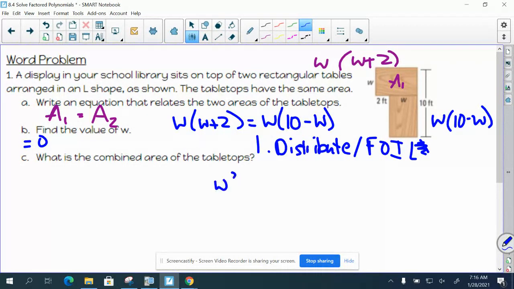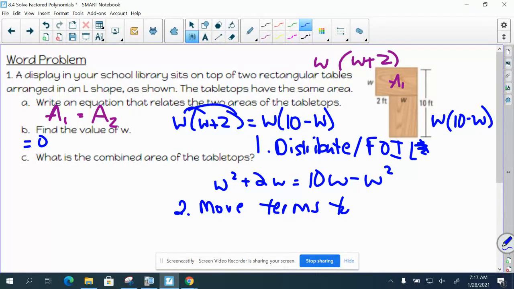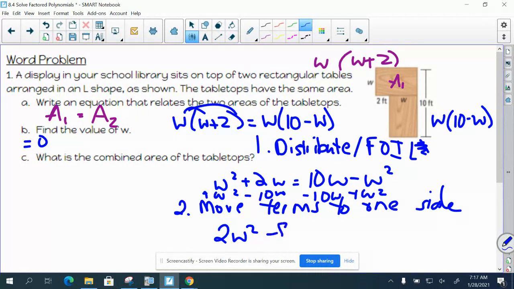So we get W squared plus 2W here, and then equals 10W minus W squared. Now we're going to move all of the terms to one side. I'm going to add the W squared over, and W squared plus W squared gives us 2W squared. Then I'm going to subtract the 10W from the 2W, and that gives us negative 8W. Now there's nothing left on this side, so it equals 0.